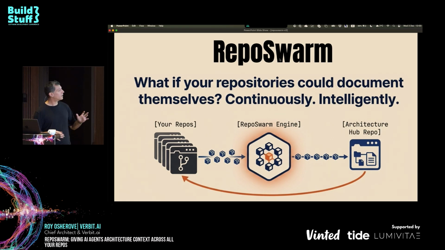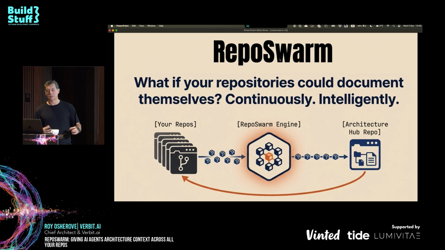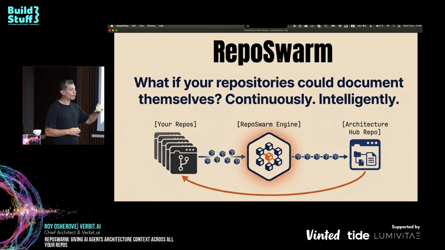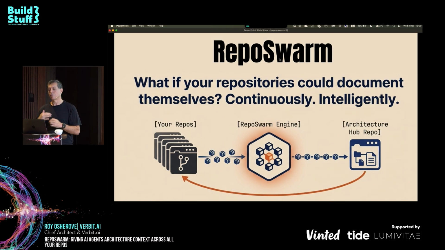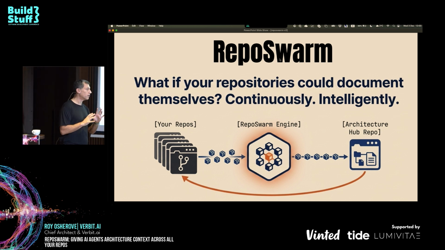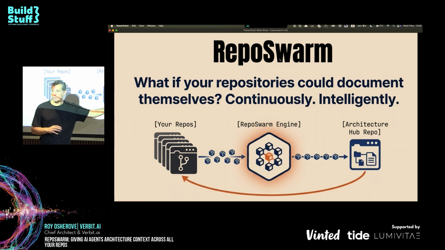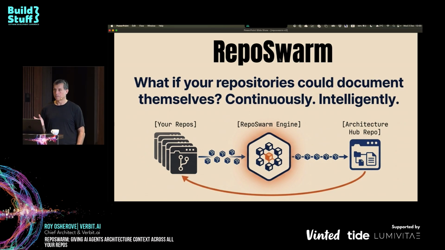So imagine that you have a tool that goes through all of your repositories, loads them locally in some sort of a local worker, and for each repository documents the current snapshot of that repository in whatever way you want, with whatever questions you want to ask, and then saves all that information into one small repository called Architecture Hub. And that's what Repos Swarm does.